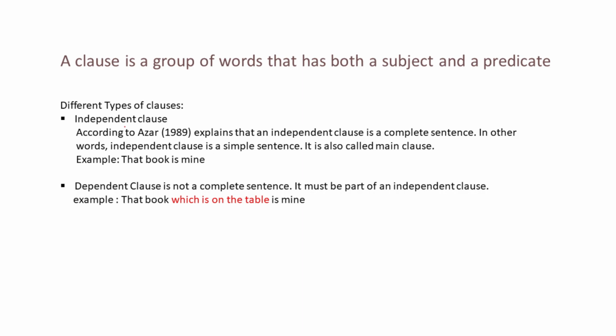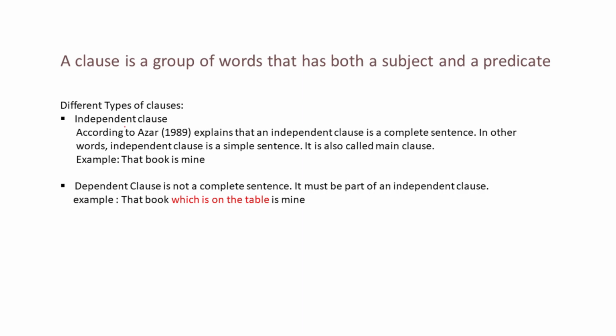According to Azar, 1989, an independent clause is a complete sentence. In other words, an independent clause is a simple sentence. It is also called main clause. For example, that book is mine. Let's analyze this sentence. That book is the subject. Is is the verb or predicate. So we can conclude that that book is mine is an independent clause, or we can call it a simple sentence.